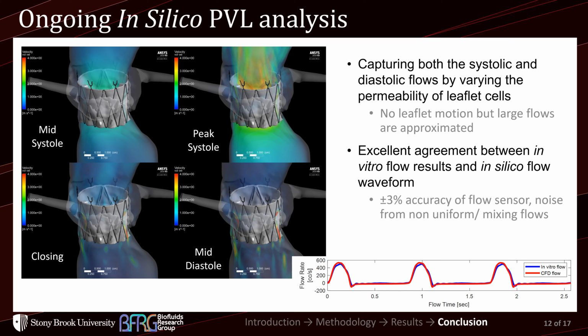This gives me the ability to mimic the bulk flow of a valve without resorting to fluid structure interactions, which would complicate the system even greater. But this gives me an excellent match between the in vitro results and the CFD results, keeping in mind that there's a large error associated with the flow sensor. Here on the left, you see some volume renderings of the flows, and you can actually see the PVL flows on the side during mid-diastole.